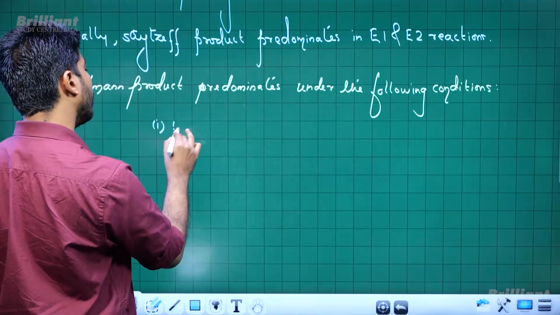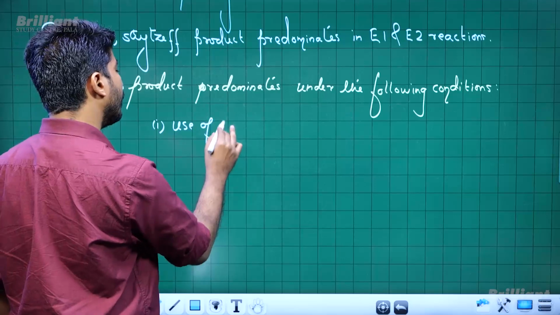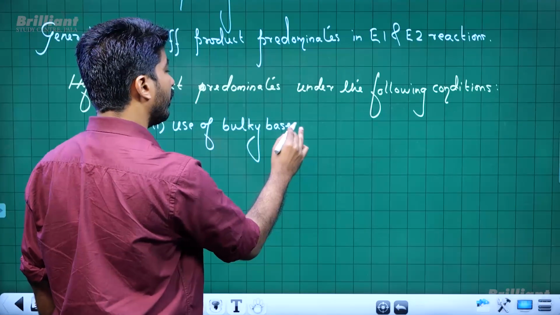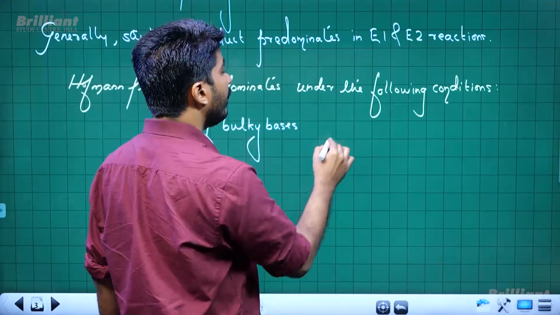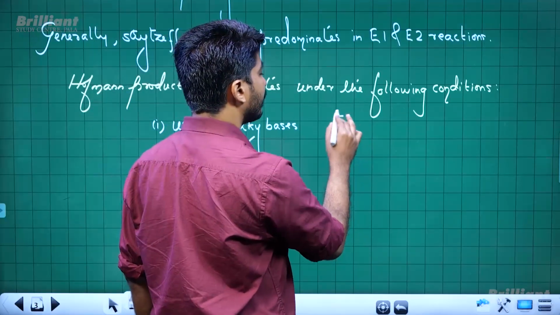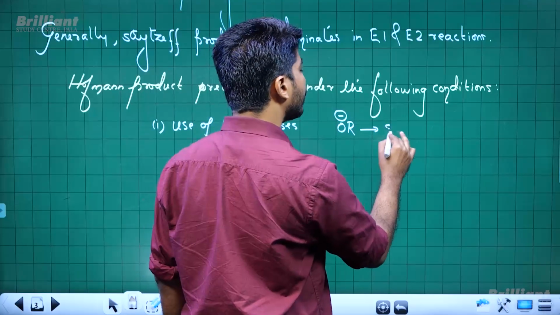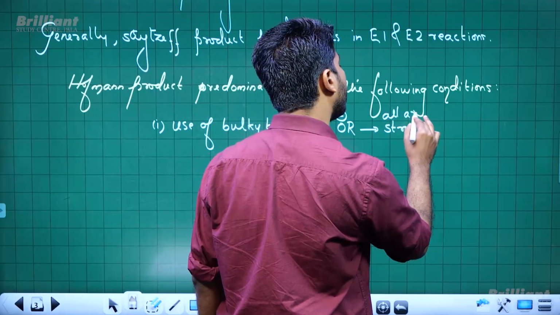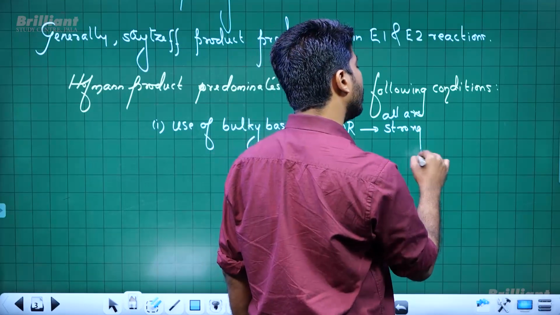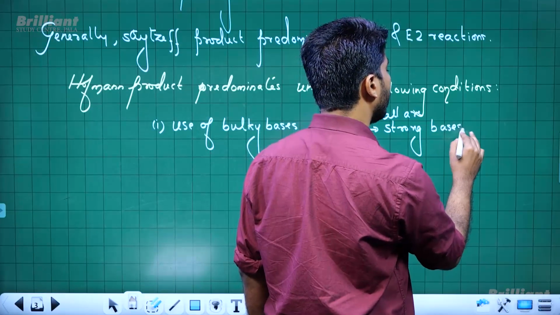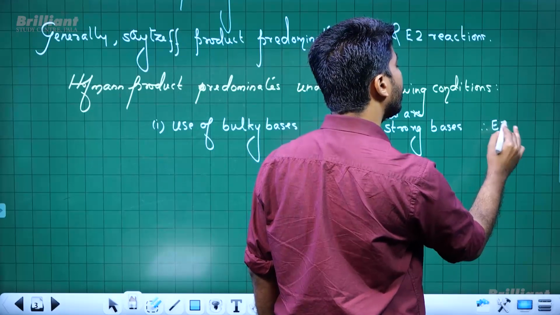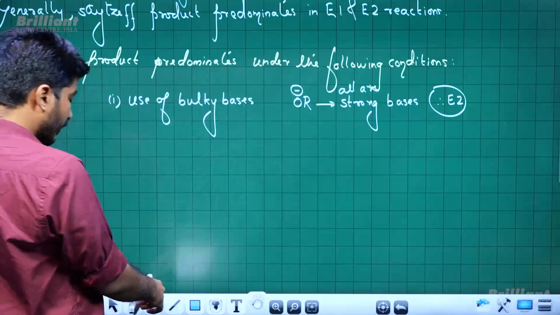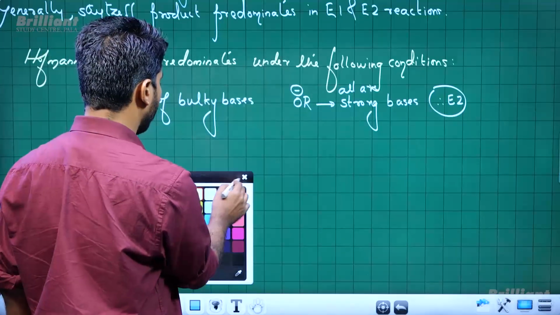First of all, use of bulky bases. Let's think about alkoxides in general. Alkoxides are very strong bases. All alkoxides are strong bases. Therefore, E2 is the preferred mechanism. E2 is the general mechanism of alkoxide-haloalkane interaction.